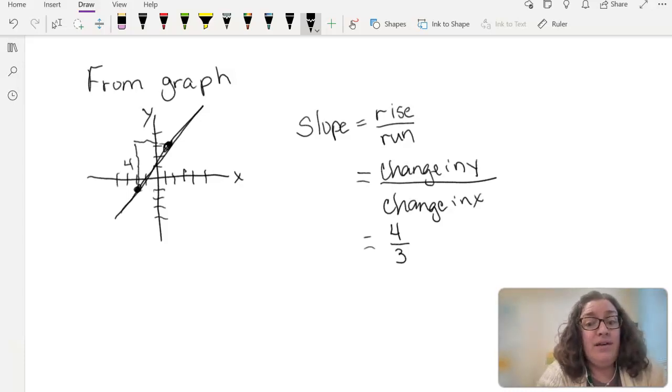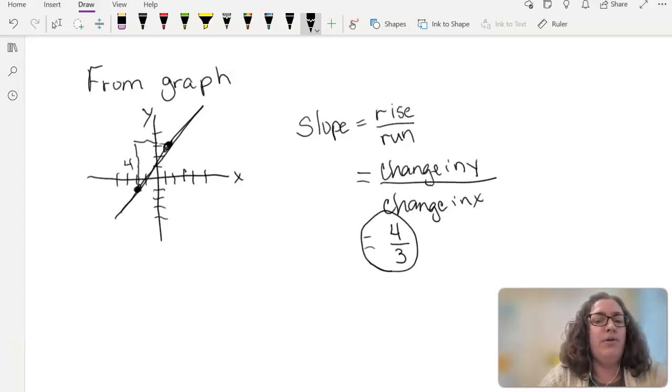Now, looking at that line, thinking about our slope guy, that line is coming up as I go from left to right. So that would be a positive slope of 4 over 3. And we're just going to leave our slopes written as fractions if we can. Let's try one more of a negative slope.